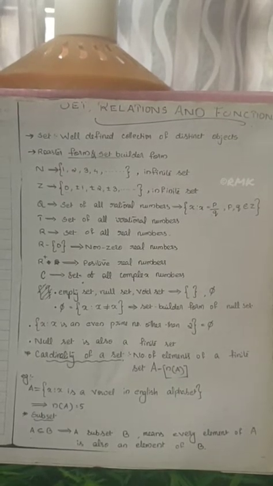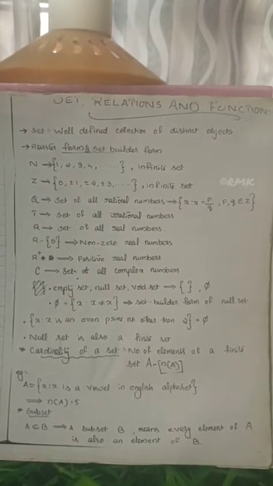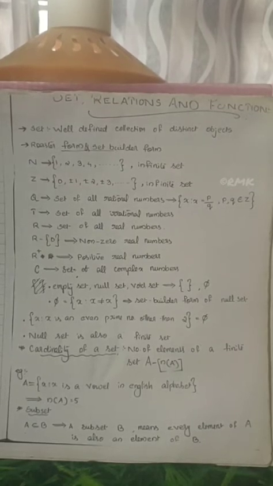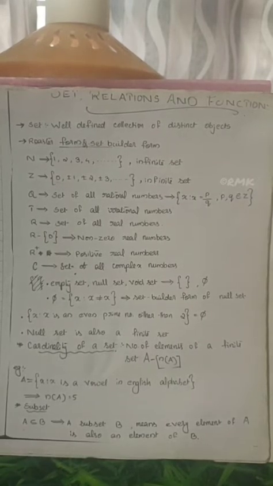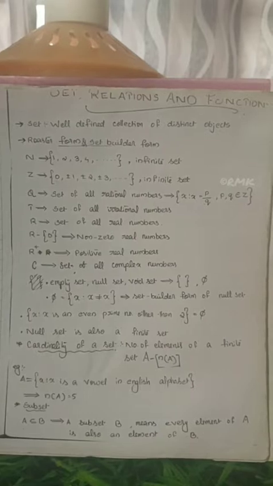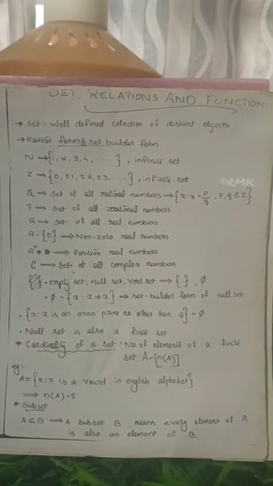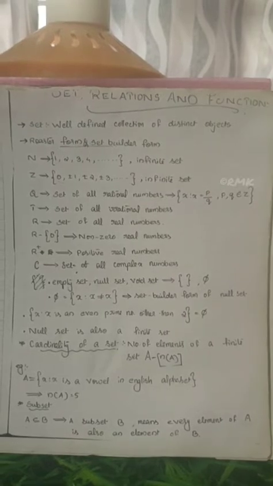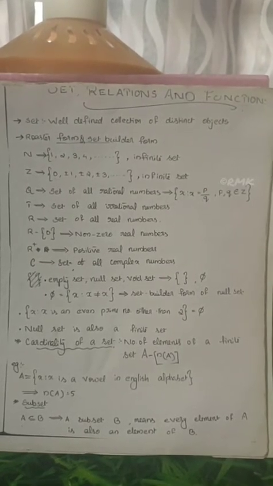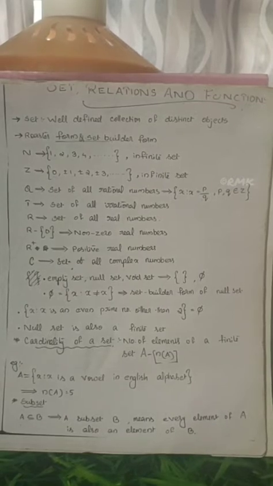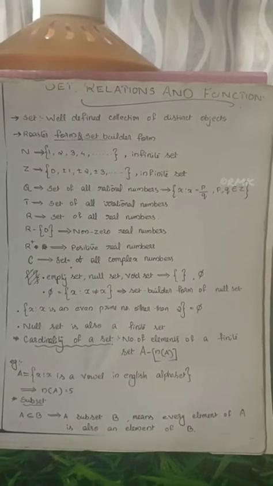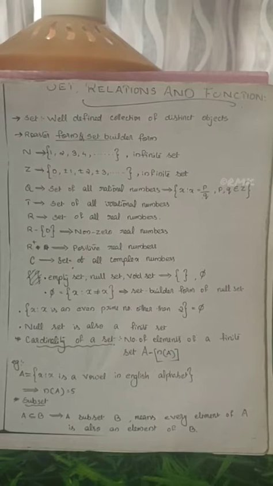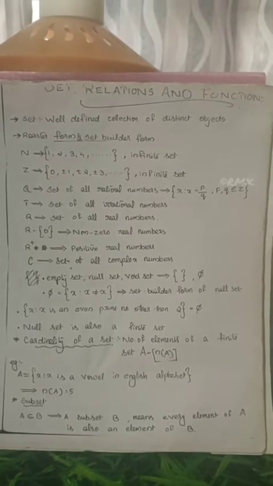Next one is Q, which denotes the set of all rational numbers. Its set builder form is set of X such that X is equal to P by Q, where P, Q are integers. T is the set of all irrational numbers. R is the set of all real numbers. R minus {0} is the non-zero real numbers. R plus is the positive real numbers. C is the set of all complex numbers.